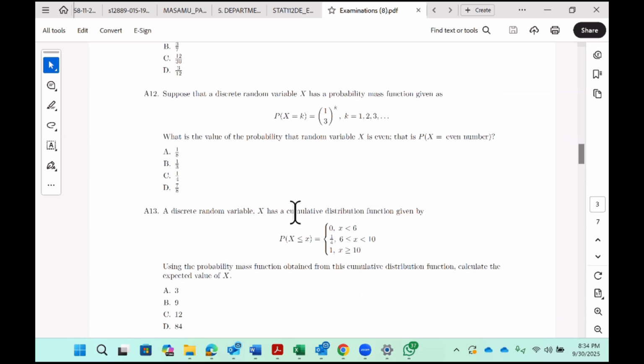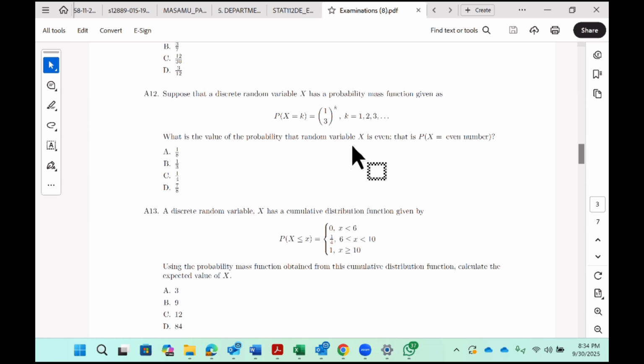Also, suppose that a discrete random variable X has a probability mass function given as this. What is the value of the probability that the random variable X is even? So we should find the probability that it is even.